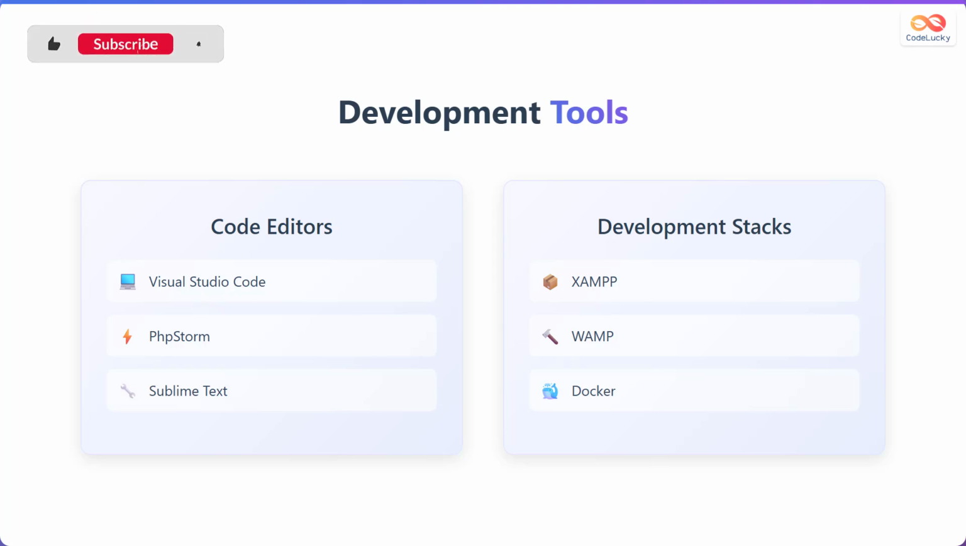Having the right development tools is important for PHP development. Some code editors include Visual Studio Code, PHP Storm, and Sublime Text. Some development stacks include XAMPP, MAMP, and Docker.